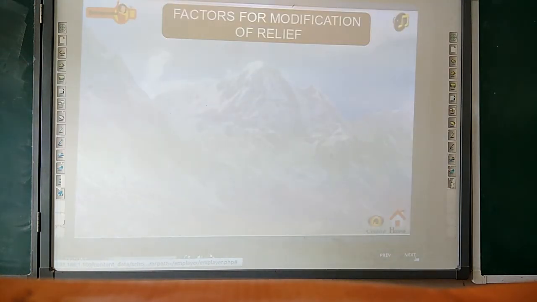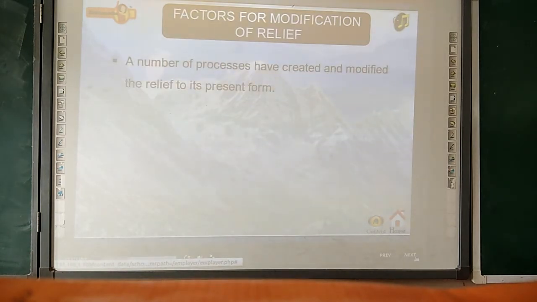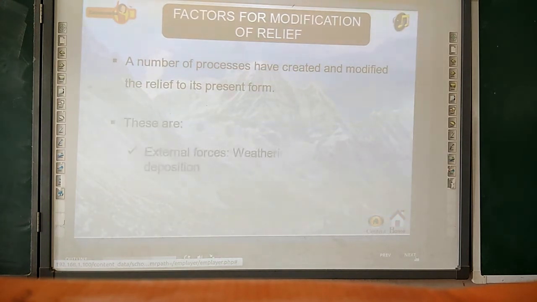Factors for the modification of relief. A number of processes have created and modified the relief to its present form. These are external forces like weathering, erosion, and deposition, and internal forces like tectonic movement. We will study each of these forces separately.